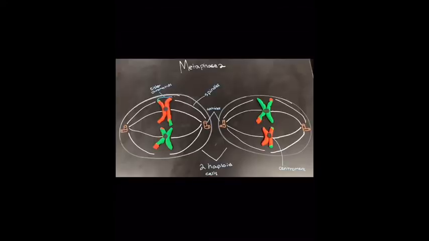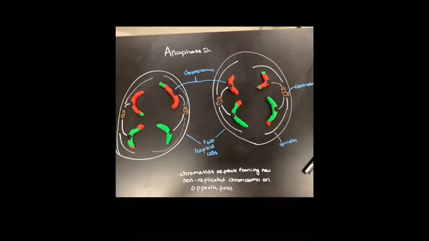We then move on to metaphase 2. Similar to metaphase in mitosis, the replicated singular chromosomes line up in the middle. The next phase is anaphase 2. In this phase, the spindle fibers pull the sister chromatids apart and towards opposite poles, just like in mitosis. This forms non-replicated chromosomes. To finish off meiosis, we arrive at telophase 2 and cytokinesis.